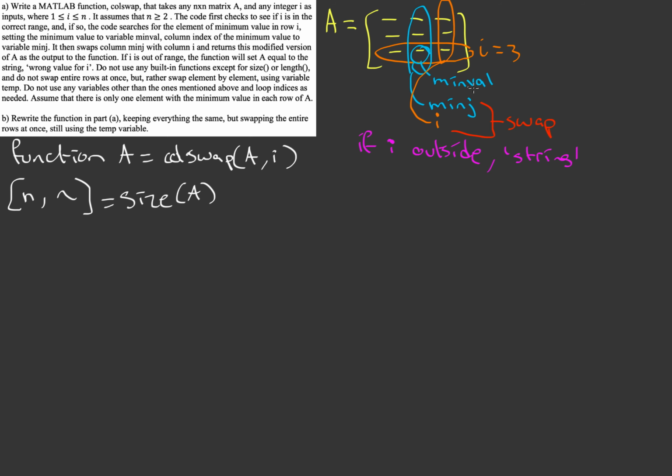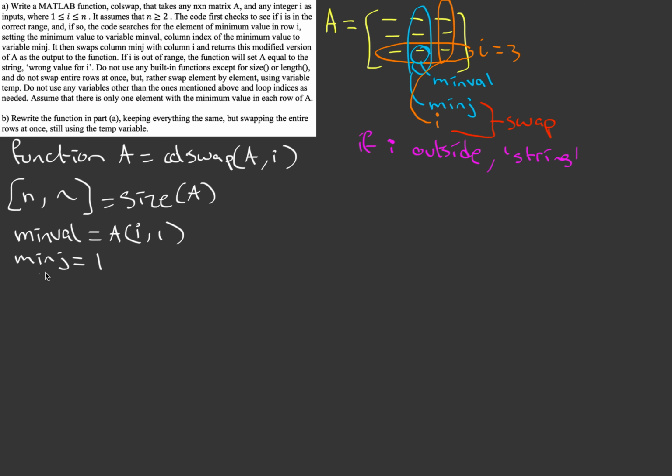Then we're going to create an initialization for min val. Now, we could say min val is equal to 0. But what if all the values were negative? That would not work. So what we're going to do is just set this to the first value in row I. Then that means min j is also going to be set to the first column. These are our initializations.